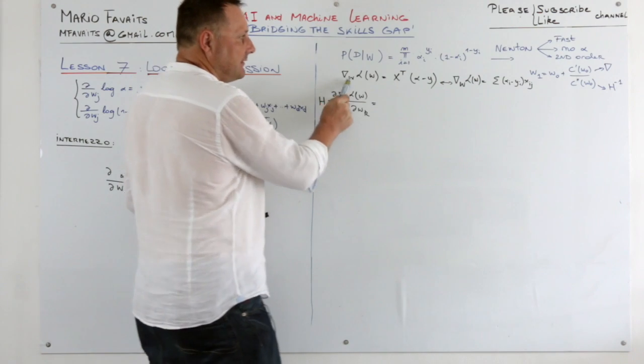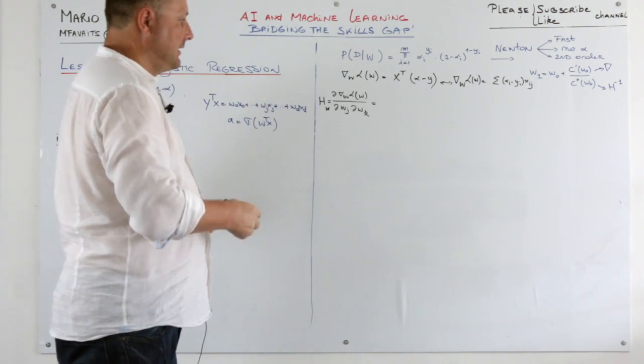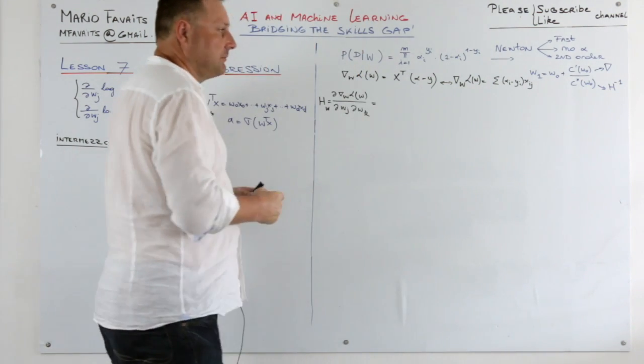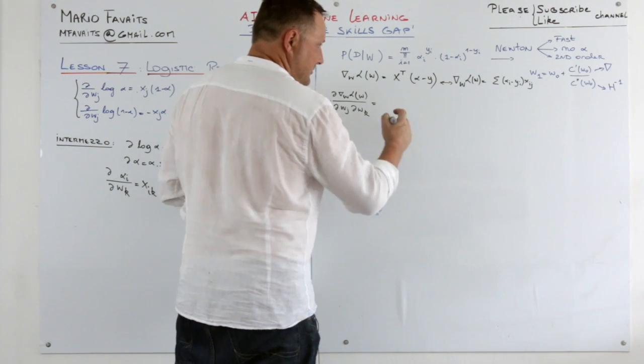Alright, we have the gradient now. So now it's time to calculate the Hessian. And so we will derive this function with respect to WK. So let's dig into the algebra here.